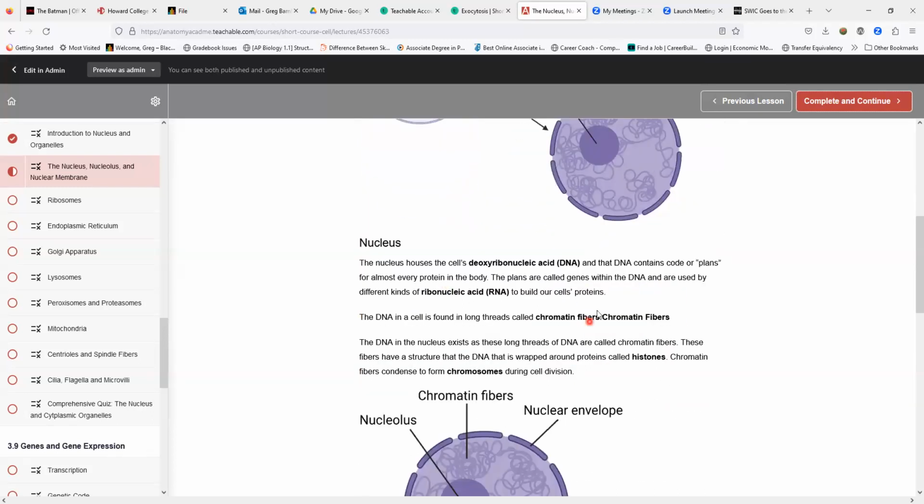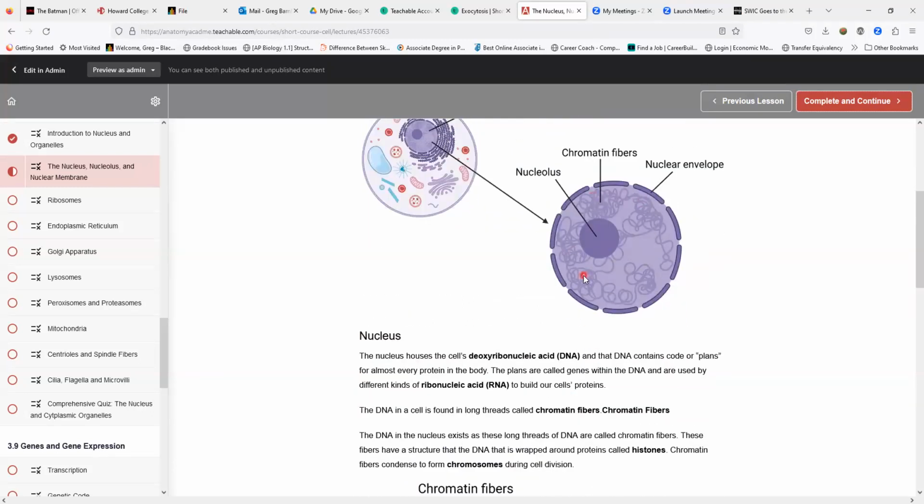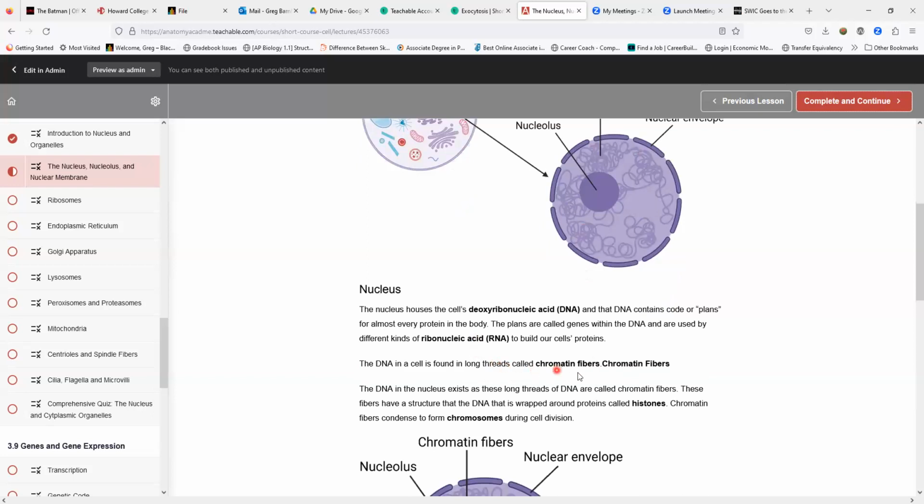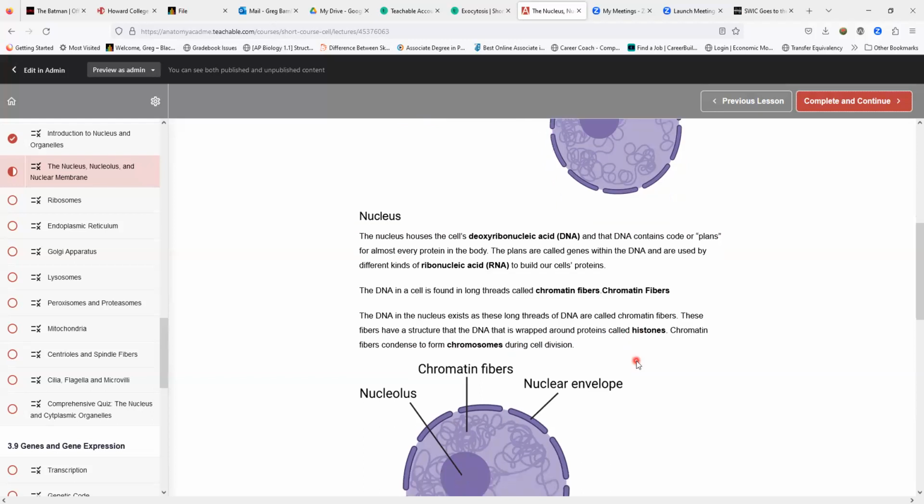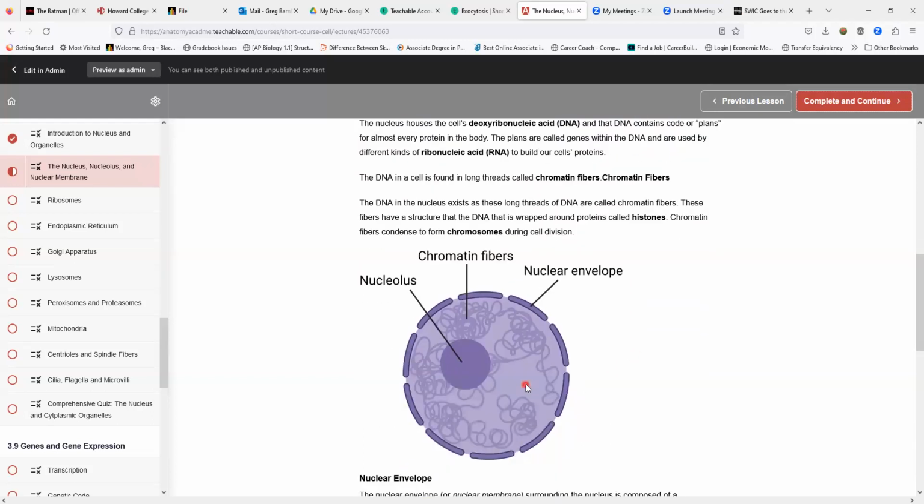The chromatin fibers are these. So like I said, long threads of chromatin fibers. It says DNA exists as long threads of DNA called chromatin fibers. These fibers have structure that the DNA is wrapped around called histones, and then eventually they form chromosomes.